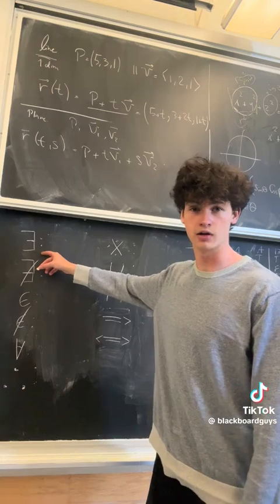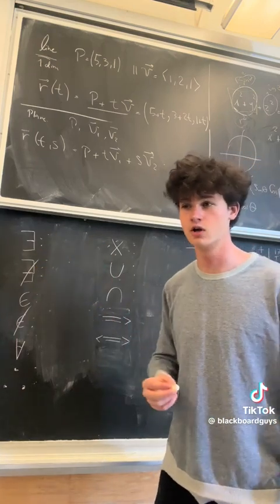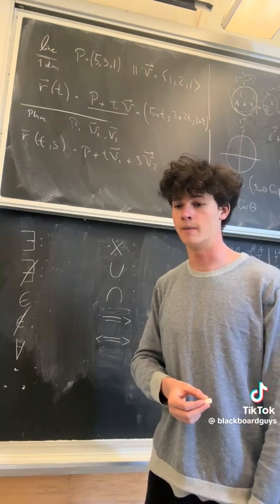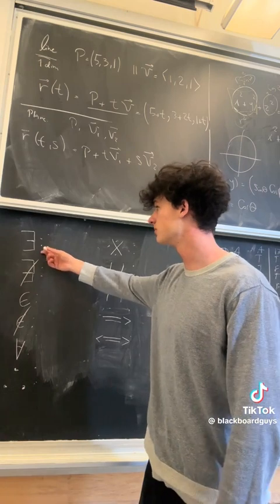This backwards E means, in English, there exists. So if you say there exists an x greater than 4, then you know that you have an x greater than 4. So in English, this just means there exists.